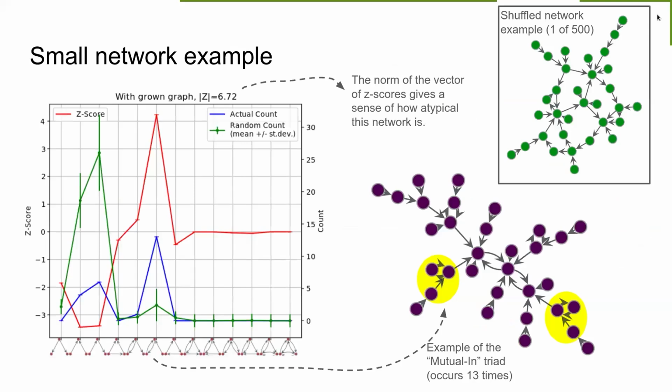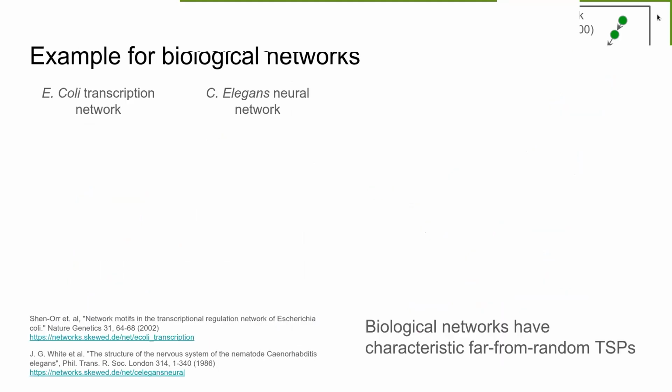So just to make that a little bit more concrete, there's a very small example with an unrealistically small network, but say that with your network, you would count up all of those motifs that are highlighted in yellow, two of these mutual triads, and then you compare that with, say, 500 shuffled networks. Then you can see on the chart that we've got the actual count and the distribution of random counts, and then we can calculate a z-score from that.